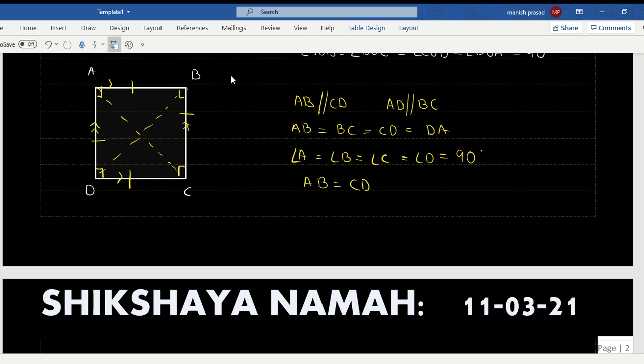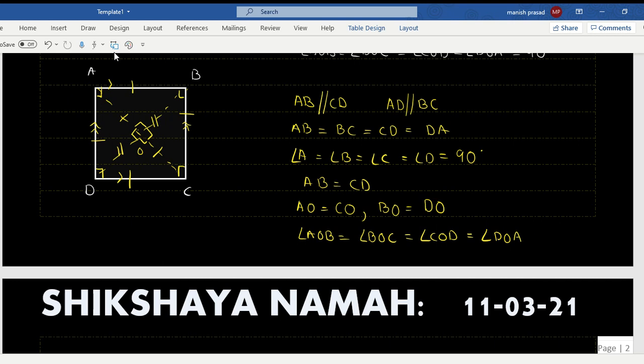So AC is equal to BD, and they bisect each other at 90 degrees, meaning AO will be equal to CO and BO would be equal to DO. AO is equal to CO, and BO would be equal to DO, and they bisect each other perpendicularly. So each interior angle, angle AOB is equal to angle BOC is equal to angle COD is equal to angle DOA, that would be equal to 90 degrees. Okay?